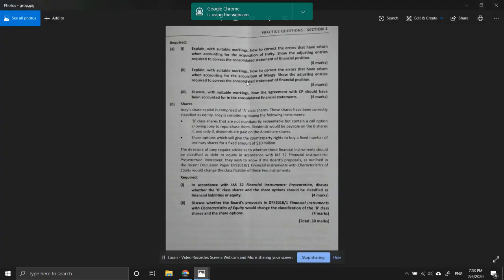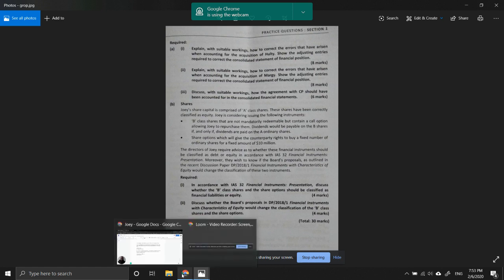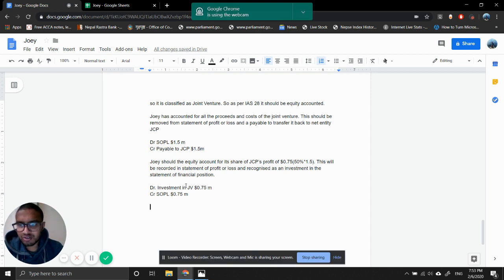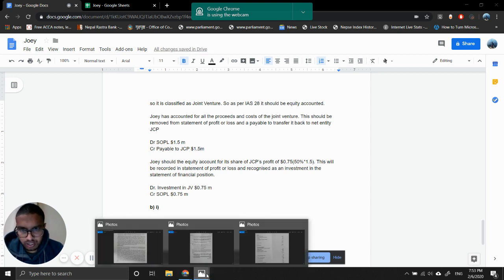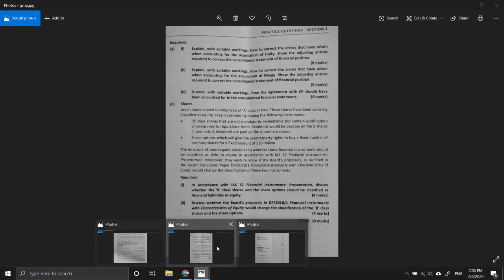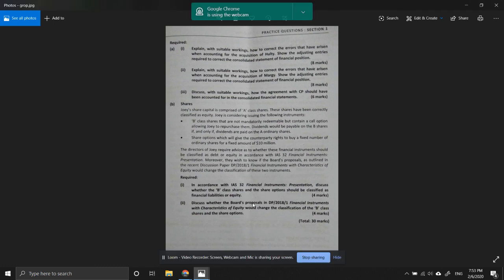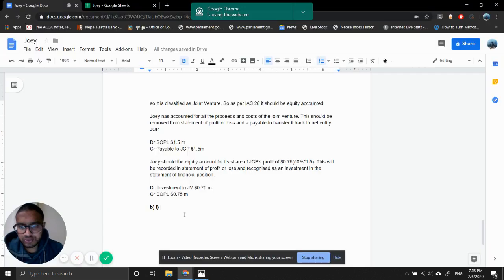What else do we need to do with suitable workings? How the agreement should be accounted. Okay, so we need to move on to question B. There will be two parts to B as well. Since it has already been so long, I'll make a separate part for that. So write it down as well, B1. It's about equity or liability. We'll talk about that in the next part.